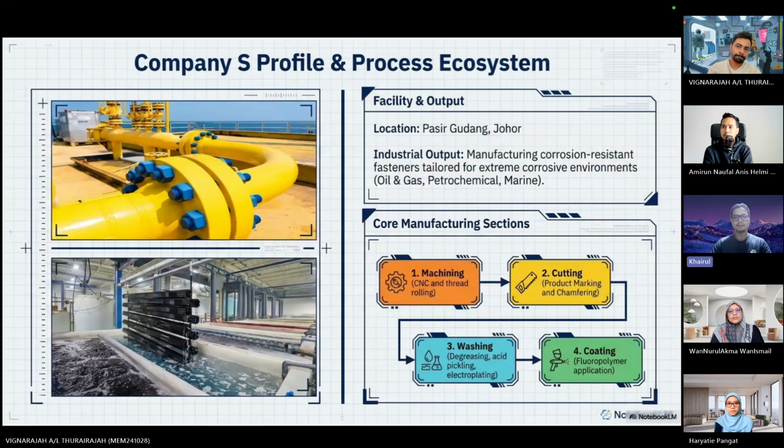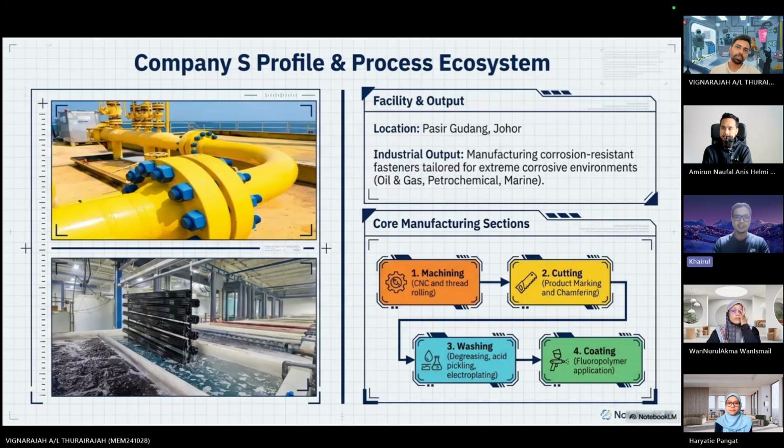So basically, we agreed among our team members to conduct a case study at a company we call Company S, a pseudonym for the actual company. It is located at Pasir Gudang, Johor. Basically, this company produces anti-corrosion fasteners, mostly for the oil and gas industries. The company is an SME size company, consisting of four main sections in the operation.